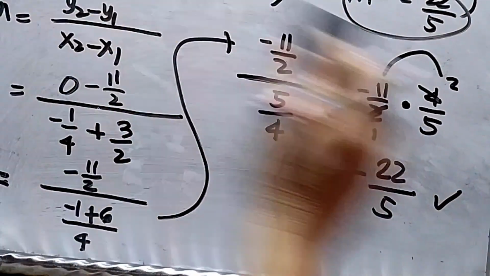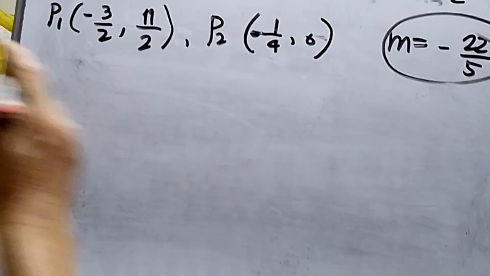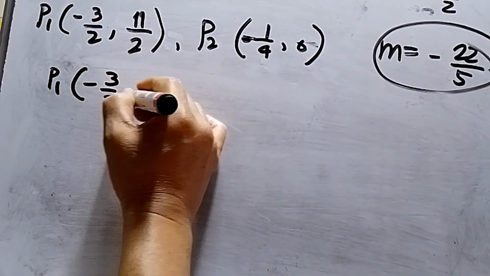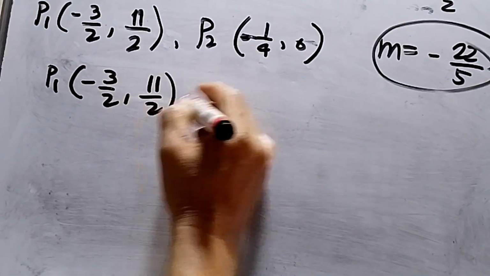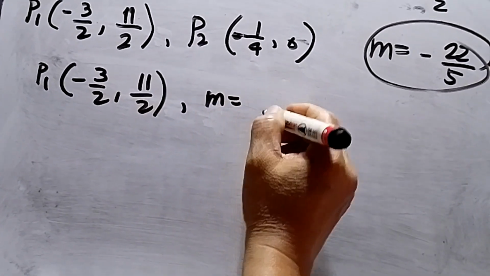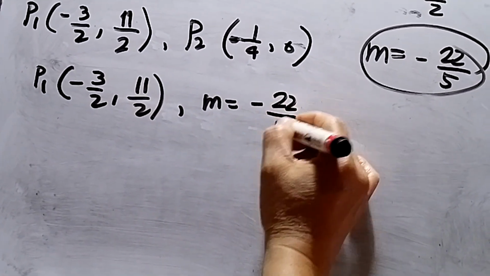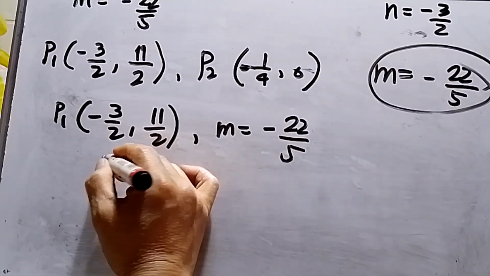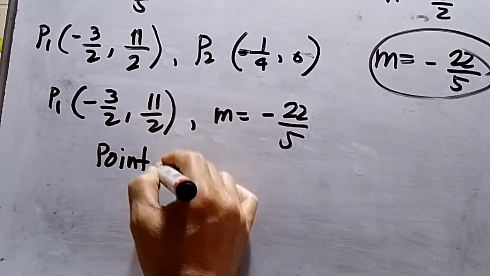Now, the question is to find the equation of a line for number 2. So we need only the point 1, negative 3 over 2 and 11 over 2, and the slope, which is negative 22 over 5. So again, we will use the point slope form.